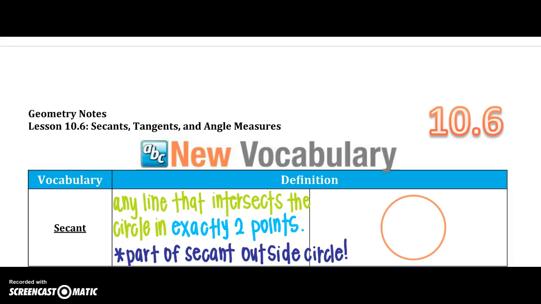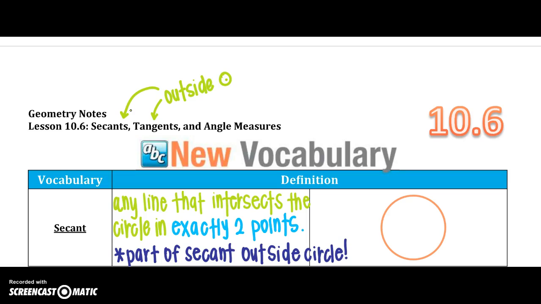Welcome back to Chapter 10, Section 6. We're going to talk about secants, tangents, and angle measures. In the last section you talked about tangents, and we know that parts of the tangent are outside the circle. The same thing will happen with a secant. Some of the segment will be outside the circle.